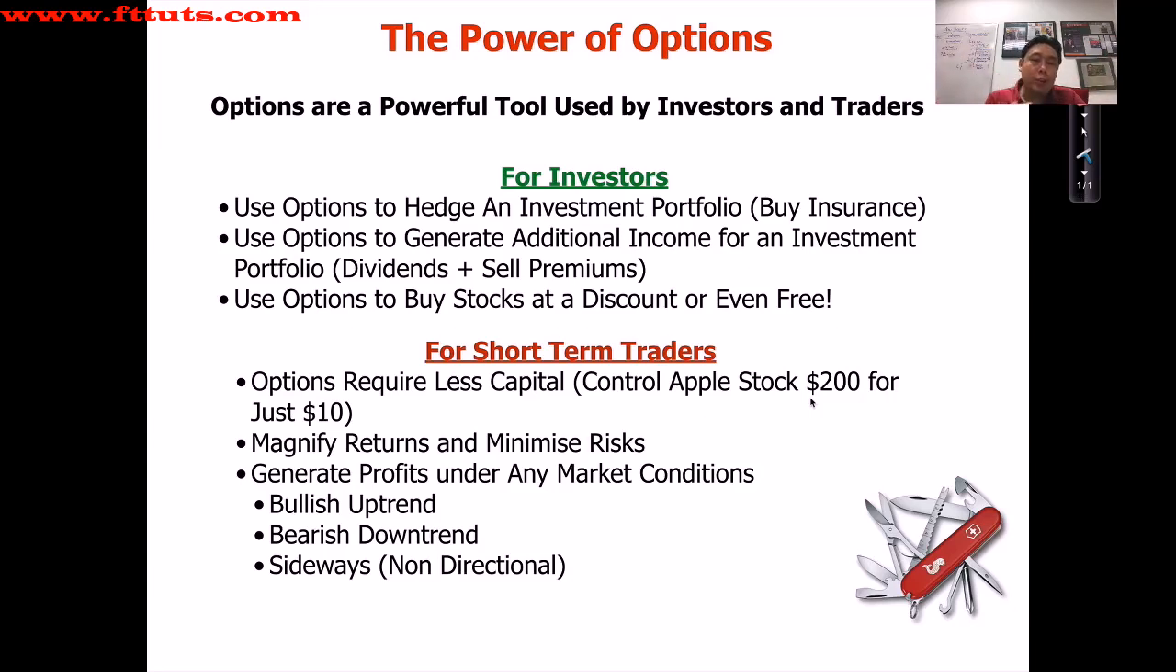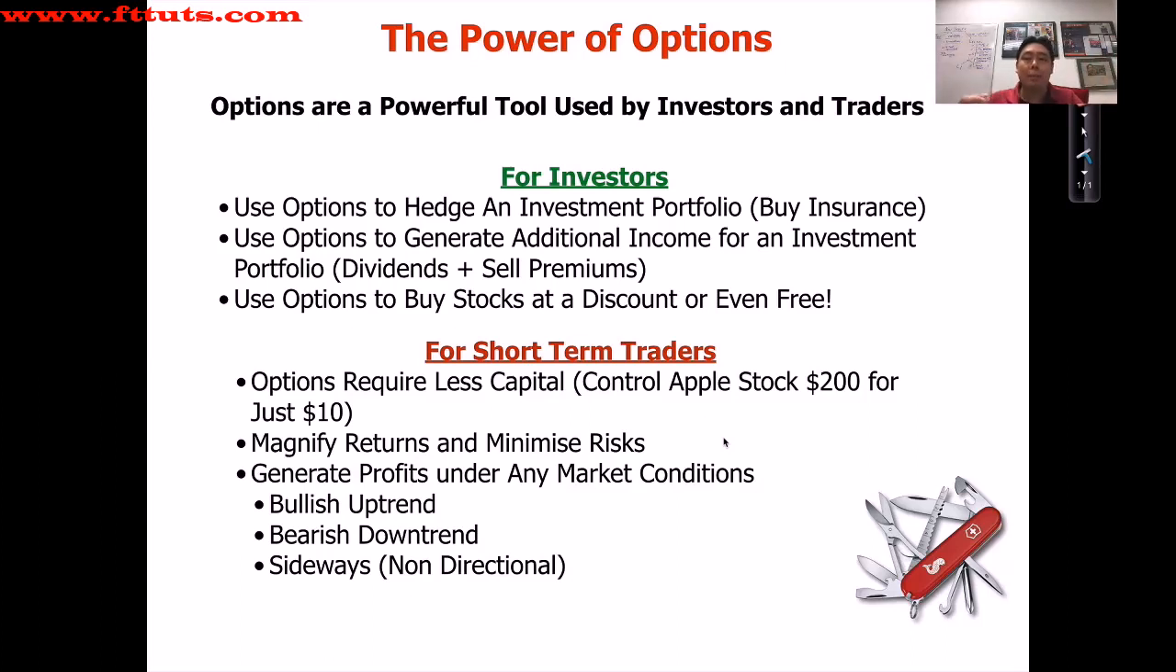But with options, you just have to pay, for example, for Apple, $10 to control the $200 stock. So with little money, you can control a big asset, and options allow you to do that. So what that does is it allows you to magnify your returns and minimize your risk. Because if you buy Apple at $200 and Apple goes bankrupt, goes to zero, you lose $200.